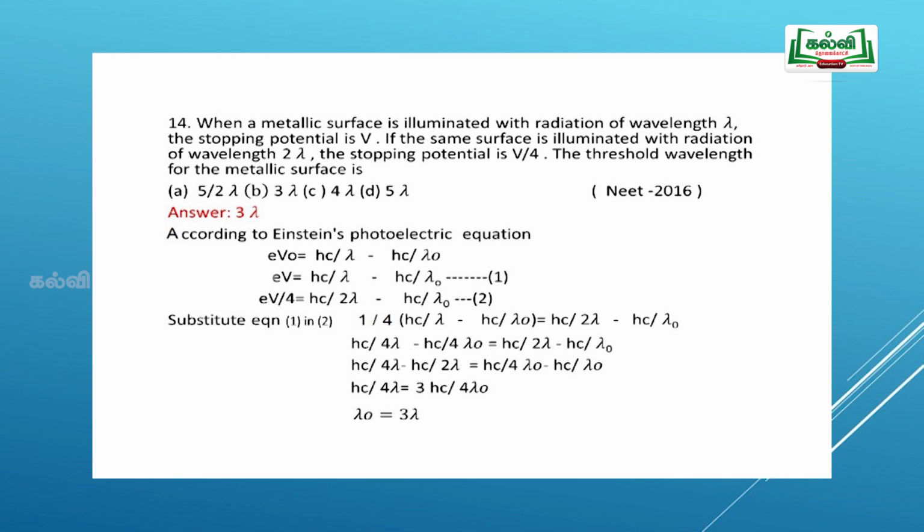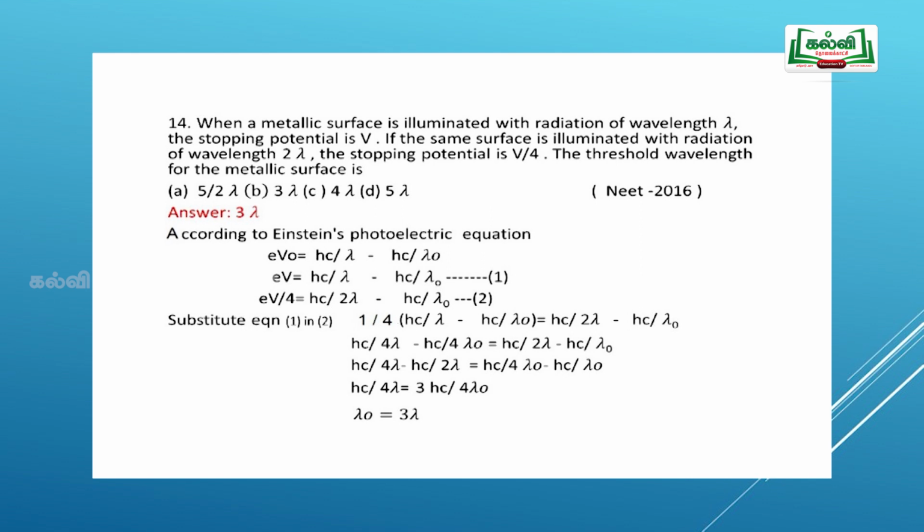The 14th problem. When a metallic surface is illuminated with a radiation of wavelength lambda, the stopping potential is V. If the same surface is illuminated with radiation of wavelength 2 lambda, the stopping potential is V by 4. The threshold wavelength for the metallic surface is: the options are 5 by 2 lambda, 3 lambda, 4 lambda and 5 lambda. This question is from the NEET 2016 paper. Now the answer is 3 lambda. Let's see how the answer is 3 lambda.